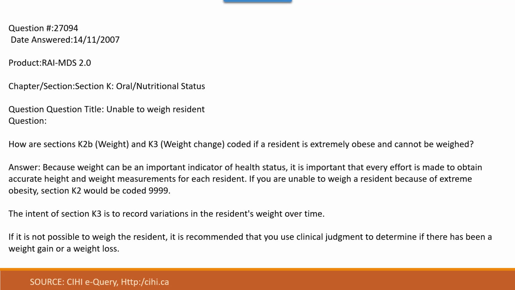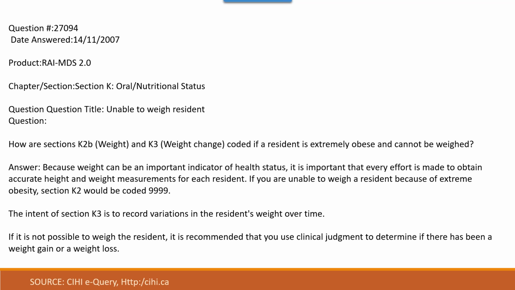Okay, let's go to the next question. What if you're not able to weigh a resident? How would section K2B weight and K3 weight change be coded if the resident is extremely obese and can't be weighed? And the answer here, the first answer is pretty satisfactory. The second one for K3 is not satisfactory, but however, we must deal with that.